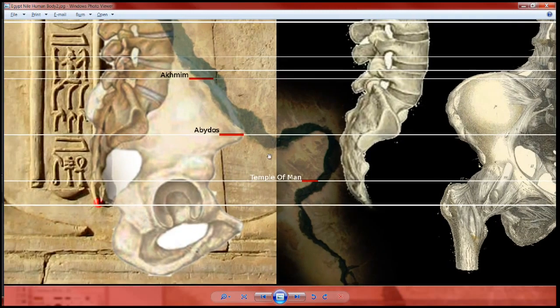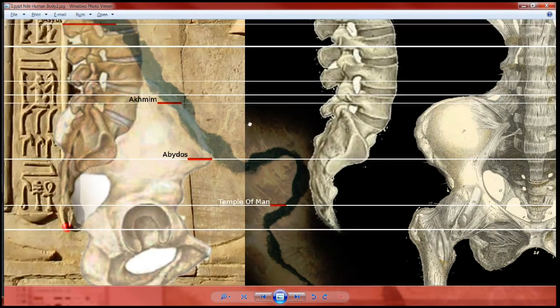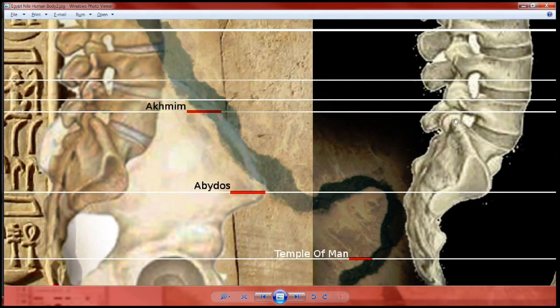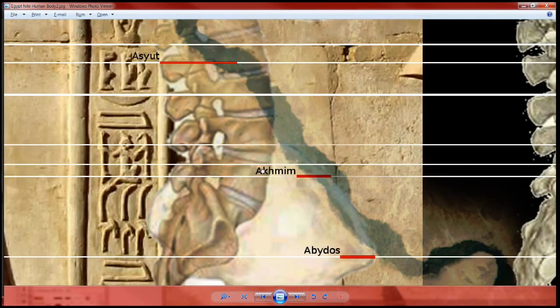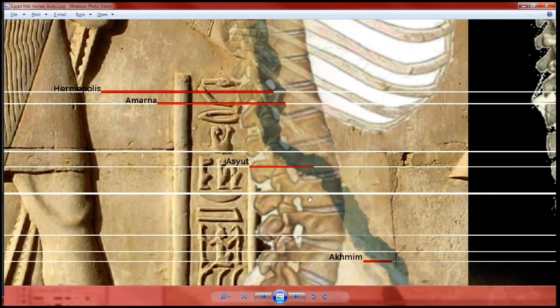Abydos is located on the next phi line that you see right here, and is located still in the sacrum area. Acmeme is also located on a phi line as well, and is located just at the top of the sacrum. And as we move up, right where the rib cages start, we have Asiyut, which is located right here. So at the right edge of these red lines is where the actual temples are located. And so you can see what it's trying to do is follow the spinal cord all the way up. These various temples are located in key areas.